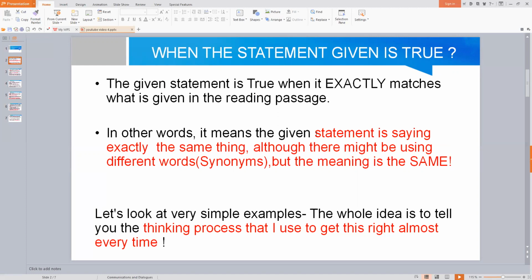So remember, the first point that you have to remember or learn from this slide is that the meaning should be the same, okay? Don't worry if you cannot understand right now because I'm going to give you a very simple example. And in all of this video, I'm actually going to give you very simple examples. And why? Because the whole idea is to tell you the thinking process that I use to get it right almost every time. So let's look at an example.